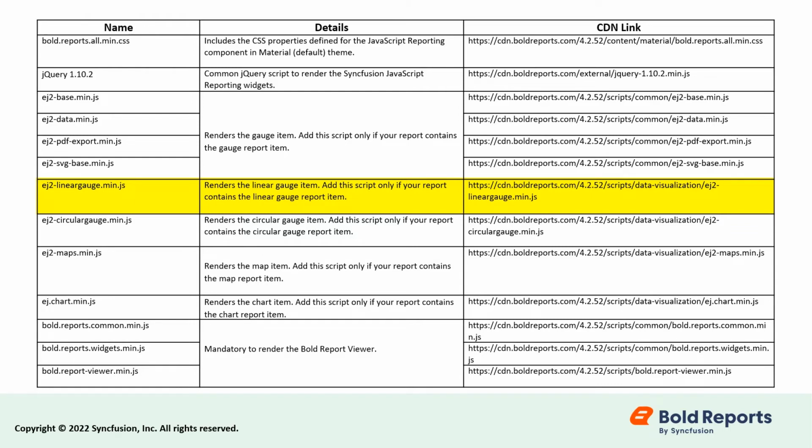ej2-lineargauge.min.js renders the linear gauge. ej2-circulargauge.min.js renders the circular gauge. ej2-maps.min.js renders the maps. ej.chart.min.js renders the charts. bold.reports.common.min.js, bold.reports.widgets.min.js, and bold.reportviewer.min.js are required to render the Bold Reports report viewer.